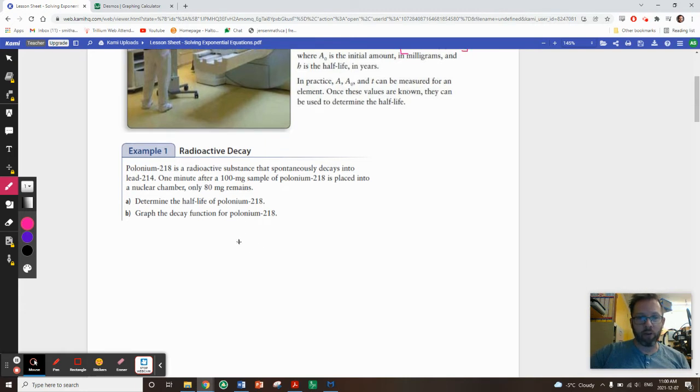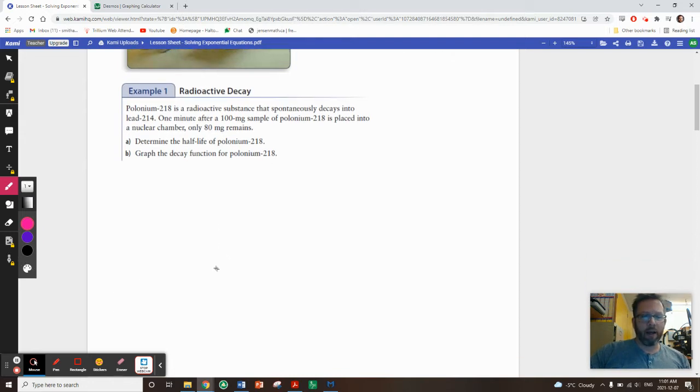So we're looking at polonium 218 in this question. It spontaneously decays into lead 214. So it shoots off what we call an alpha particle, 2 neutrons, 2 protons. You don't care about this. You just want to do the math. After 1 minute, a 100 milligram sample of polonium 218 is placed into a nuclear chamber, and only 80 milligrams of it remains. What we're interested in finding is how long will it take to go from 100 milligrams down to 50, because that's going to be the half-life of polonium 218.